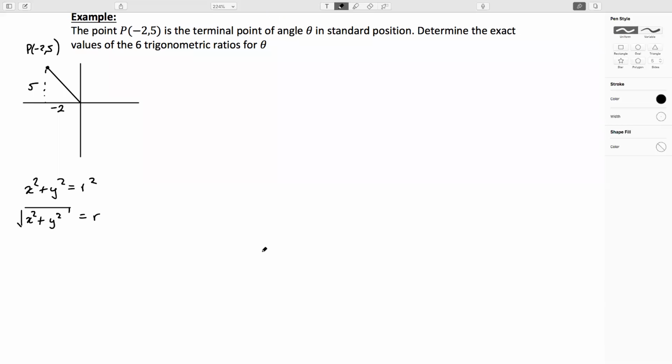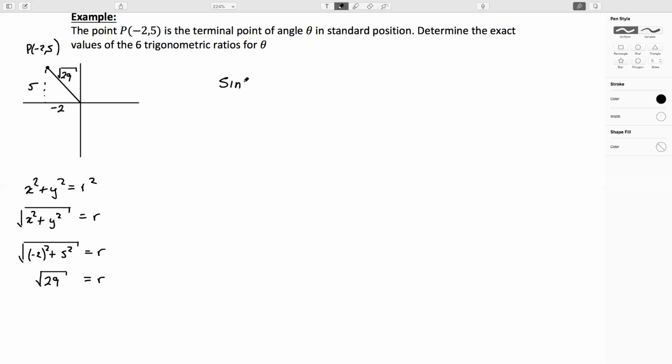Plug in our numbers. X is minus 2, y is 5, so this is the square root of negative 2 squared plus 5 squared. And you will find that r equals the square root of 29. No, it's not a nice number. Keep it as an exact value. Don't turn it into decimals. So this is root 29. Now we've got all 3 sides. We've got x, y, and r. So we just need to build our trig ratios.